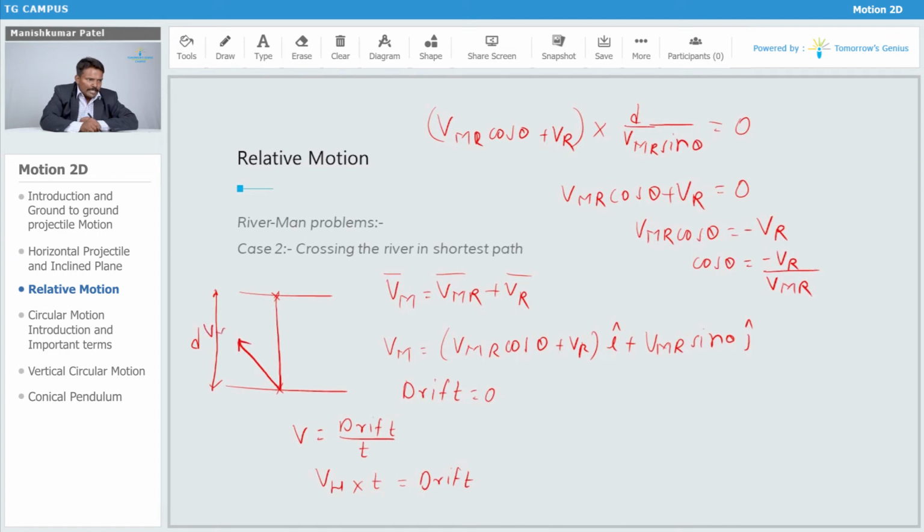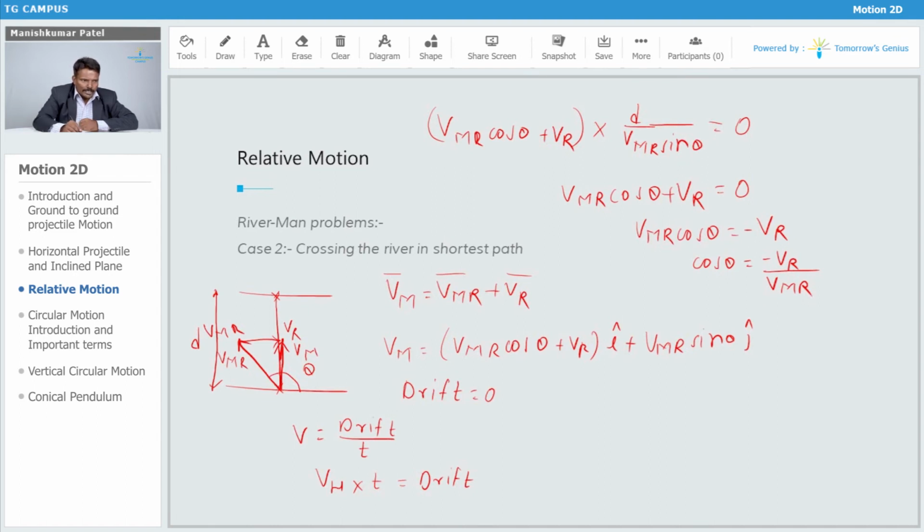Here I can say this is VMR, and this is your VR. Again, this is VMR, then this is your VR. This angle is theta, and this one is Vm. So this is how you can get the value for your theta also.